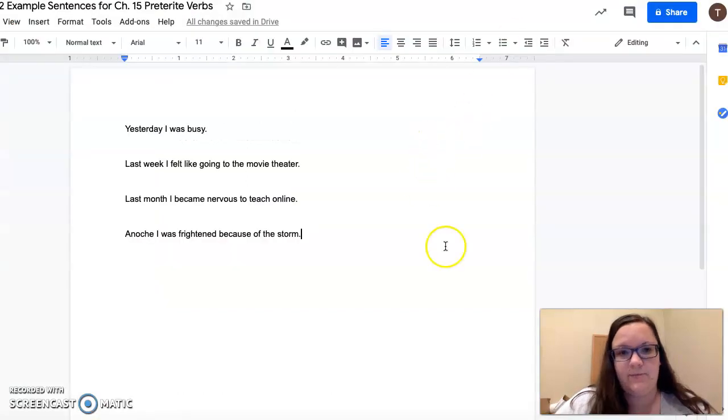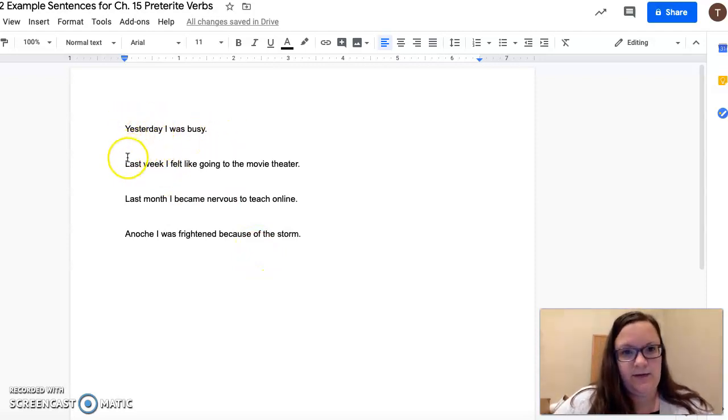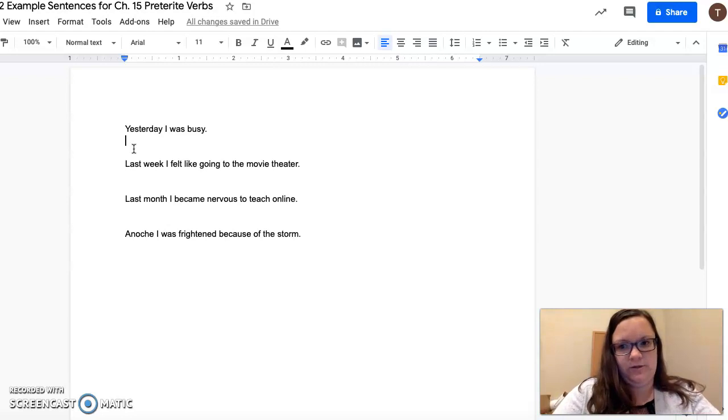So what I wanted to do then is I wanted to create some example sentences for you. So that's what I've done here on my screen, is I've created 4 sentences that use those key words at the beginning to clue us into the fact that we need to use the preterite. So I'm just going to go through it and translate with you guys so you can see what I mean.